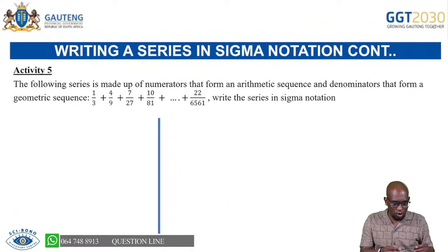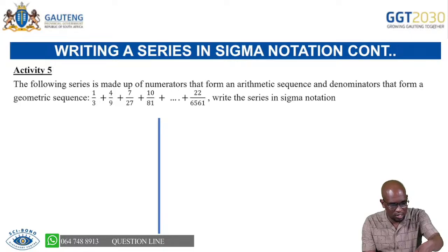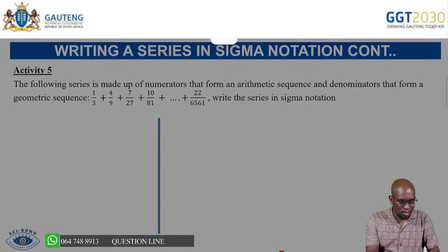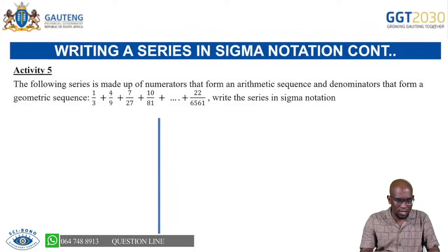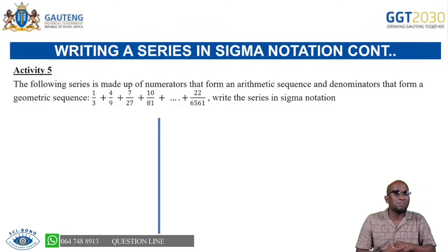Now this one is yours, a bit of a challenge problem. We are indicating here that the following series is made up of numerators that form an arithmetic sequence and denominators that form a geometric sequence. Write down the series in sigma notation. So it's a bit of a challenge problem. I am giving you 5 minutes to work on that particular problem, and your 5 minutes time starts now.